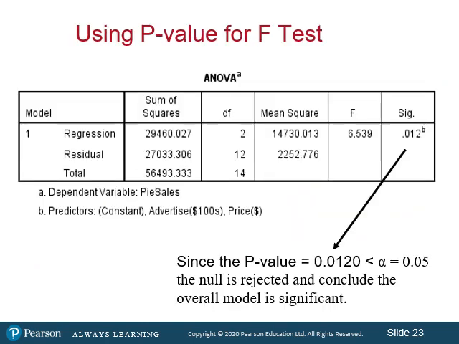The same test can also be done by looking at the p-value. Since our alpha value is 5%, this is the column that gives you the p-value, which is the significance: 0.012. So the p-value 0.012 is less than alpha 0.05. The null hypothesis is rejected, and we will conclude the overall model is significant.